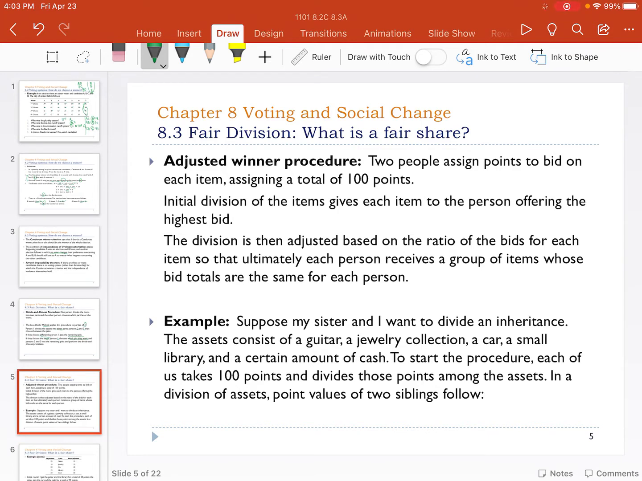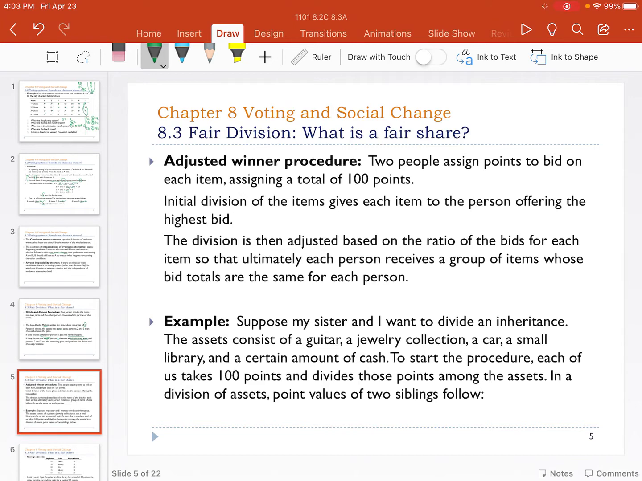We have this thing called the adjusted winner procedure, and they do mention a couple of other minor methods, which we're not going to worry about. But the adjusted winner procedure, which starts off the second little section of 8.3, I call it Part B. 2 people assign points to bid on each item that's involved in an inheritance or divorce, assigning a total of 100 points. So people may not put the same weight. In fact, they probably will not put the same weight on each item.